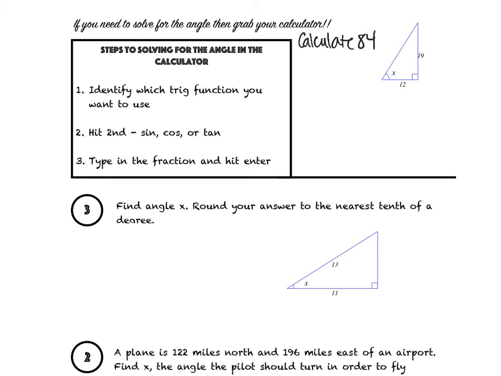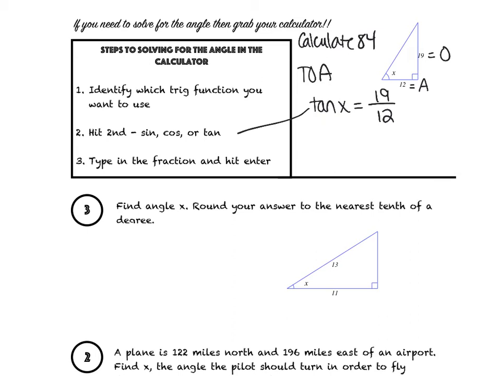So what you're going to do is identify which trig function you want to use. If we look at our example over in the top right here, in relation to X, 19 is opposite of it. Also in relation to X, 12 is the adjacent. So knowing that we have O and A, we know we're going to use TOA, or tan. So we're going to say tan of X is equal to 19 over 12.